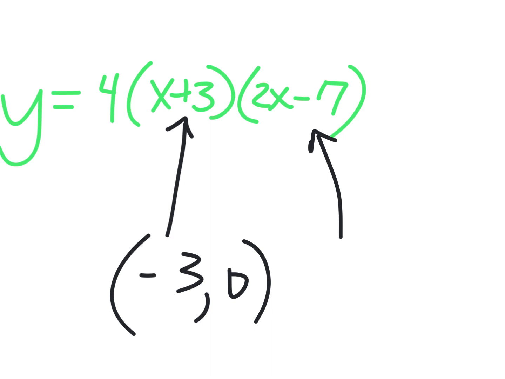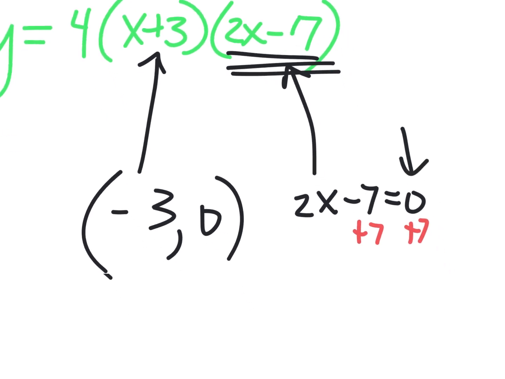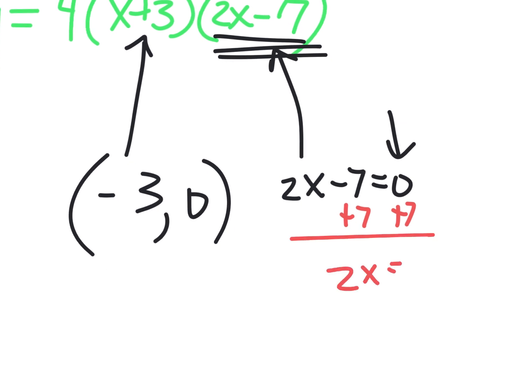Kennedy, tell me what to set equal to 0. Which part do I set equal to 0? That part needs to be set equal to 0. And then I solve it. Adding 7 to both sides: 2x equals 7. X equals 7 over 2.